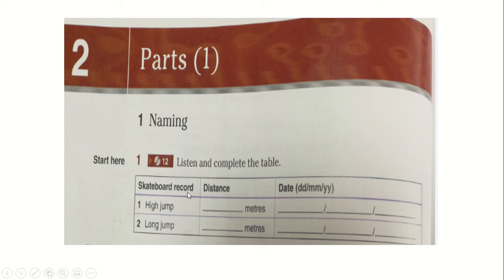Skateboard record. The word record means رقم قياسي. So it's a record for high jump, jumping up, okay, this way, in this direction, from the ground up. And long jump is horizontal, this way, أفقي. High jump and long jump. Okay, so this jump was made by the skateboard, and we need to write the distance and the date when this record was made. Okay, so let's listen and complete the table.